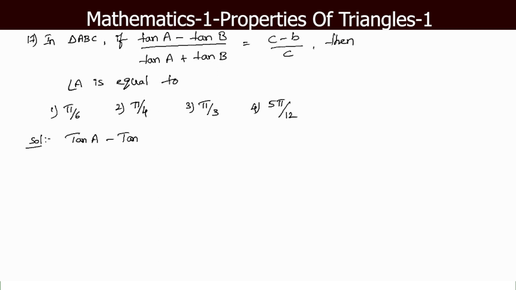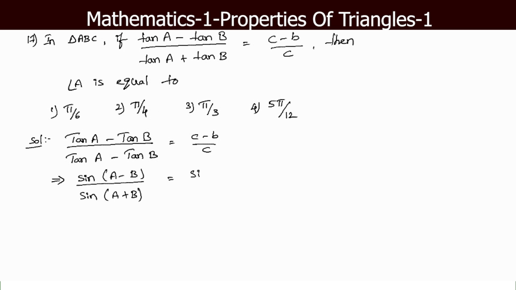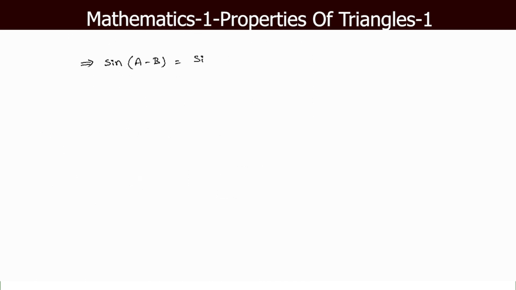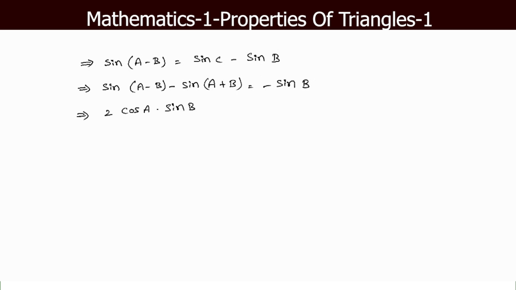By hypothesis, (tan A minus tan B) by (tan A plus tan B) is equal to (c minus b) by c. So, if you simplify the left hand side, you will get sin(A minus B) by sin(A plus B) is equal to (sin C minus sin B) by sin C. So, that implies that sin(A minus B) is equal to sin C minus sin B. So, this implies sin(A minus B) minus sin(A plus B) is equal to minus sin B. After simplification, you will get 2 cos A sin B is equal to sin B, or cos A is equal to 1 by 2. So, A is equal to 60 degrees.